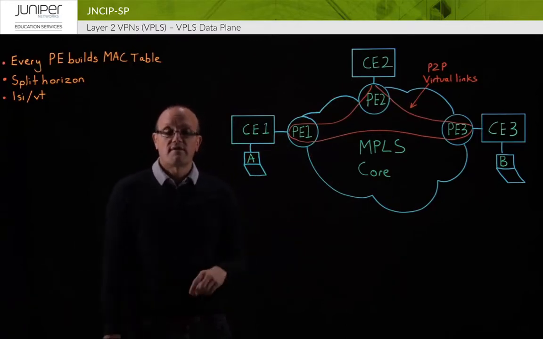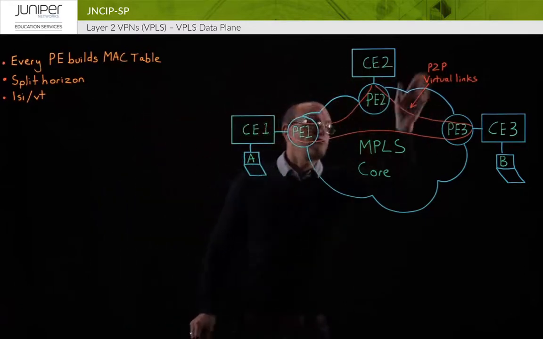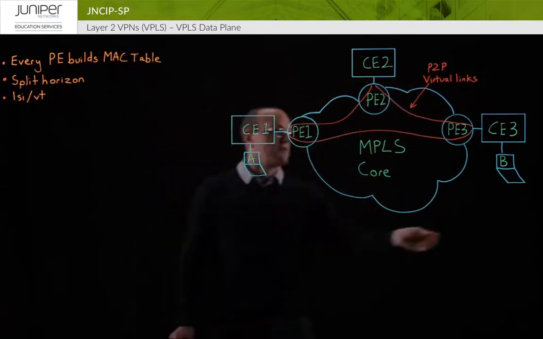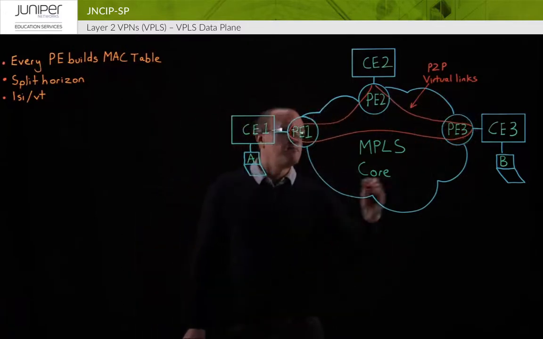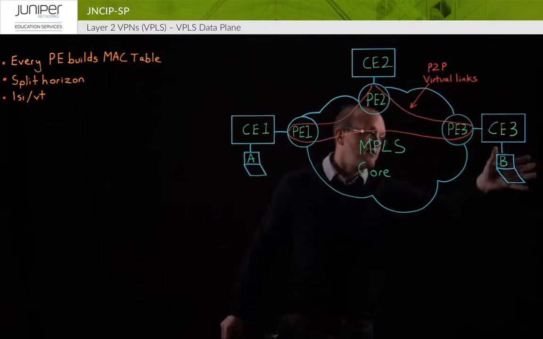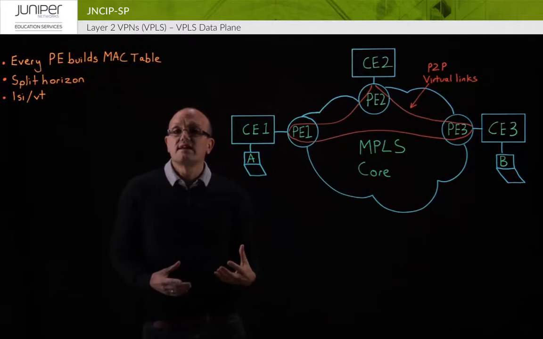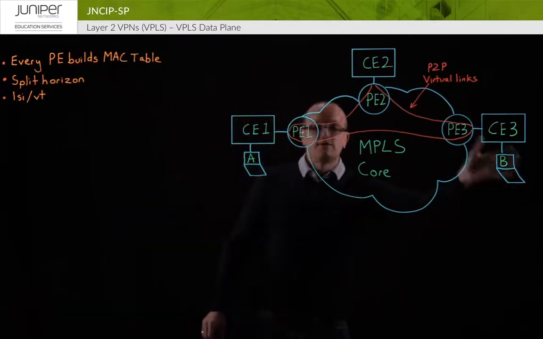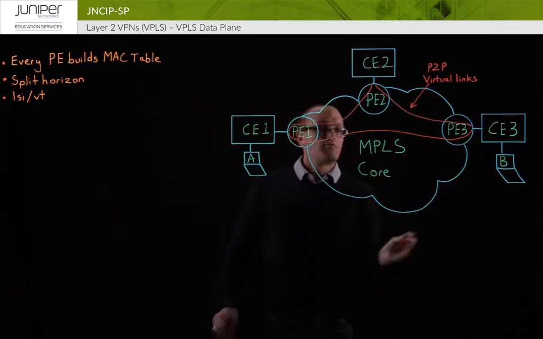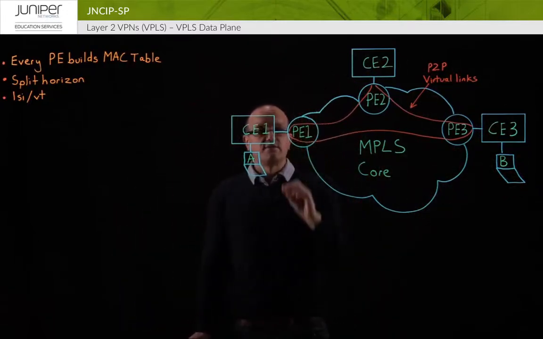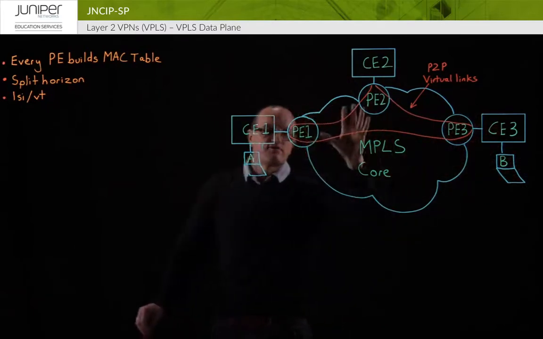So let's now turn back to our example. We're flooding this frame out across all the virtual links from host A to host B. This frame arrives on PE3, it's locally forwarded, and it eventually arrives at host B. Host B is likely going to now reply to host A. And we're looking at things from the perspective of PE1. So let's say that this frame is now forwarded across the MPLS core.